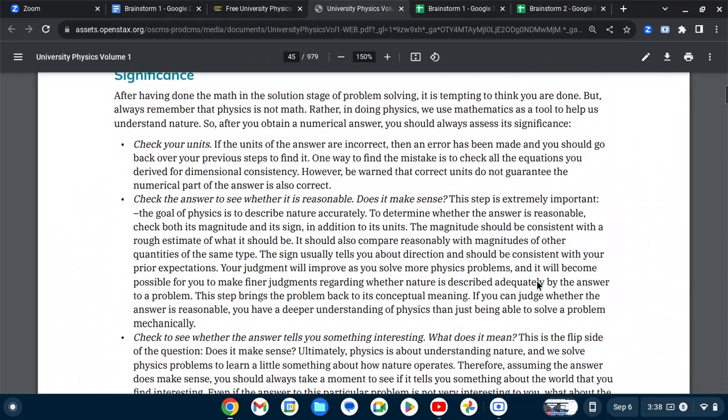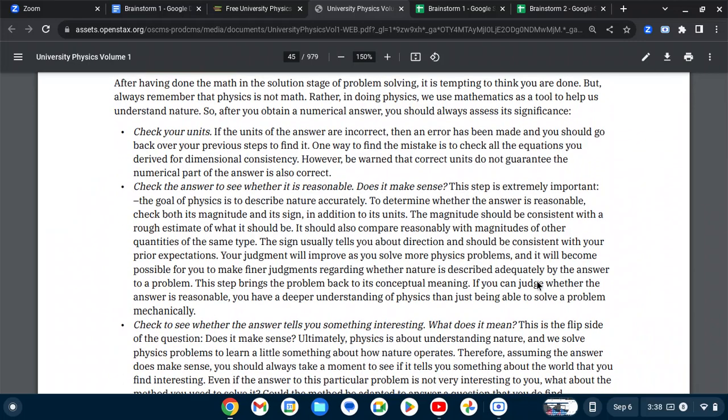Significance. After having done the math in the solution stage of the problem solving, it is tempting to think you are done. But always remember that physics is not math. Rather, in doing physics, we use mathematics as a tool to help us understand nature. So after you obtain a numerical answer, you should always assess its significance.